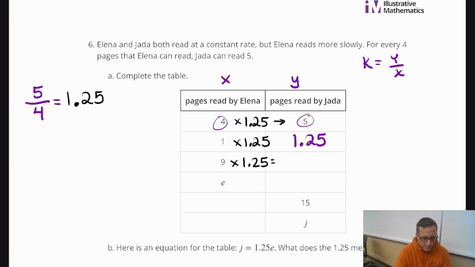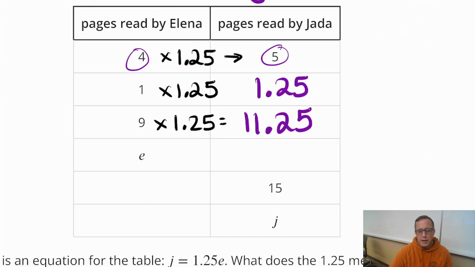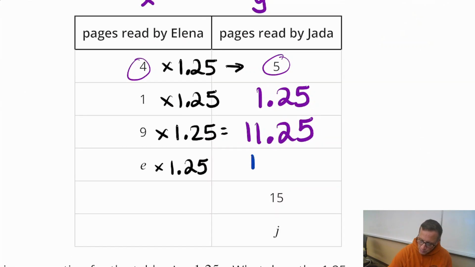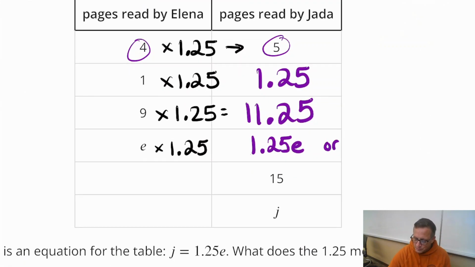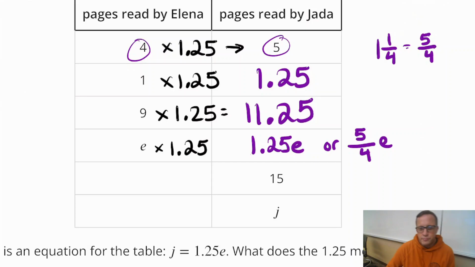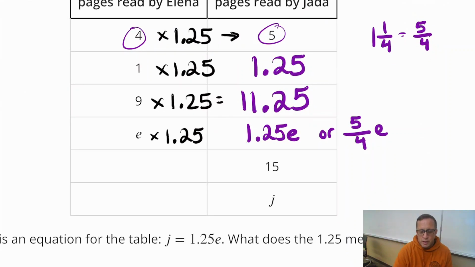And that is going to be 11.25. All right, this is where it gets a little algebraic right there. So when we do e times 1.25, you're going to get 1.25e, right? Or 1.25 is also 1 1/4, which equals 5/4. So if you want to write it as a fraction, you can write 5/4 e as well. That works.